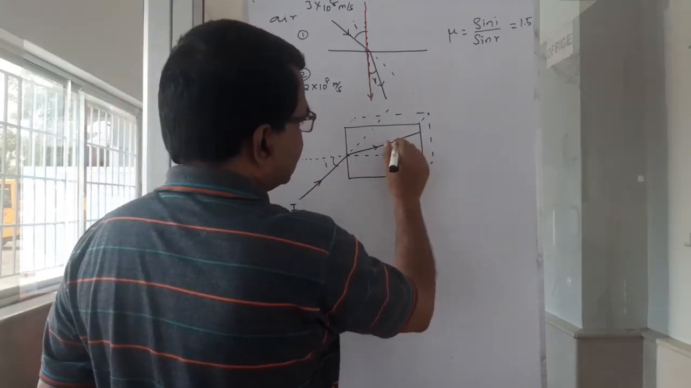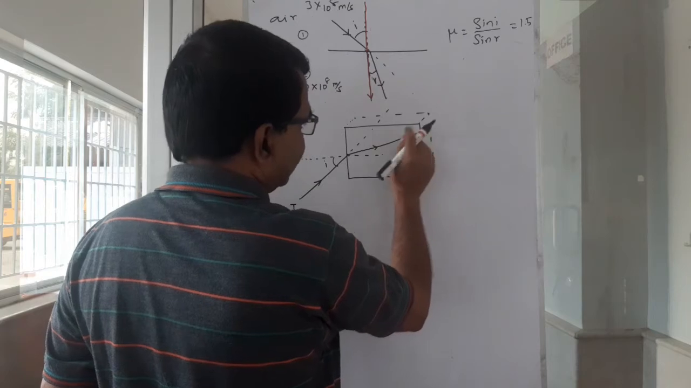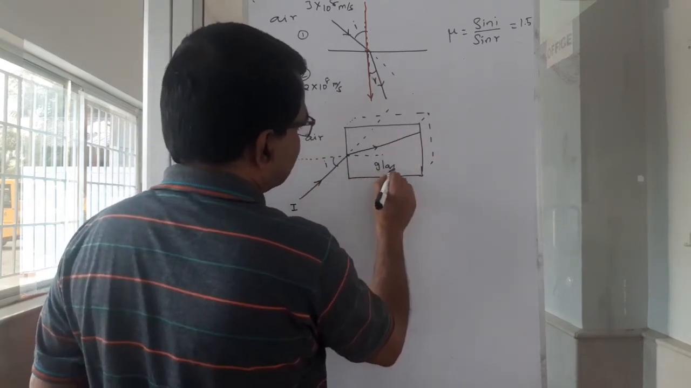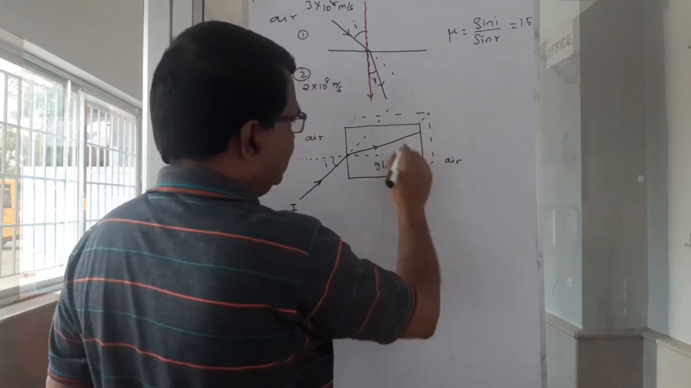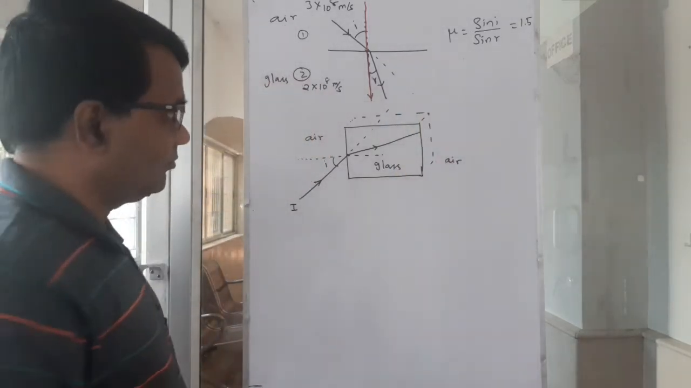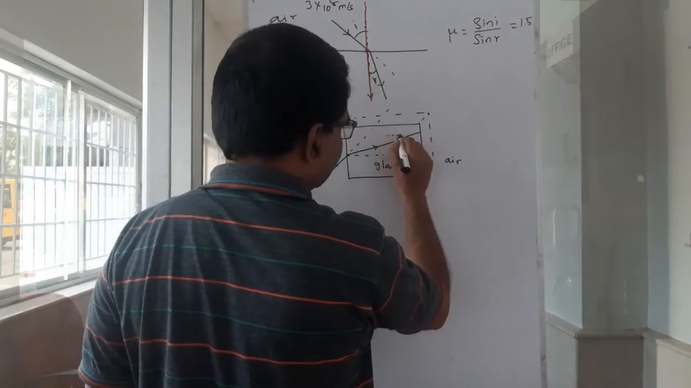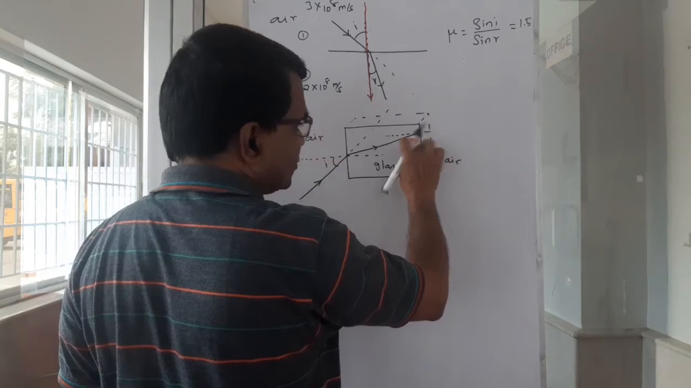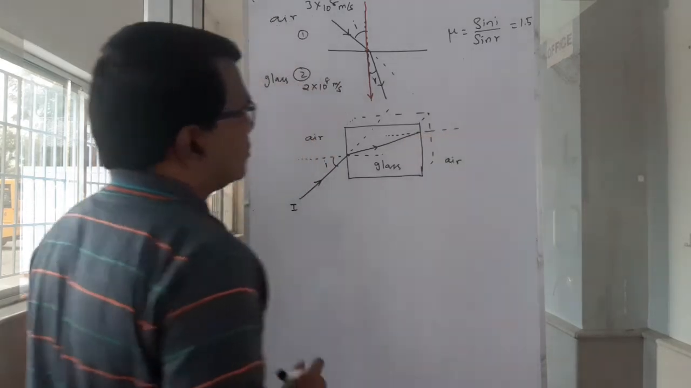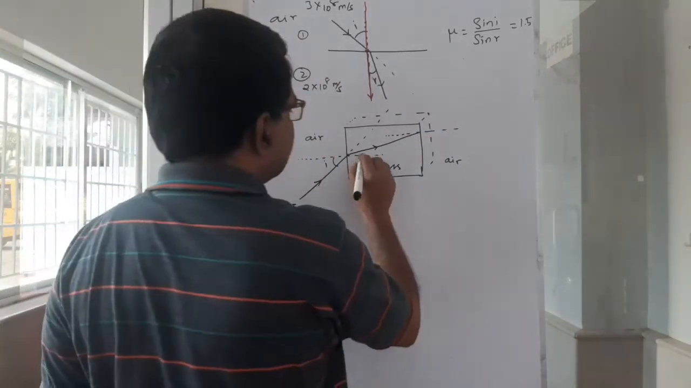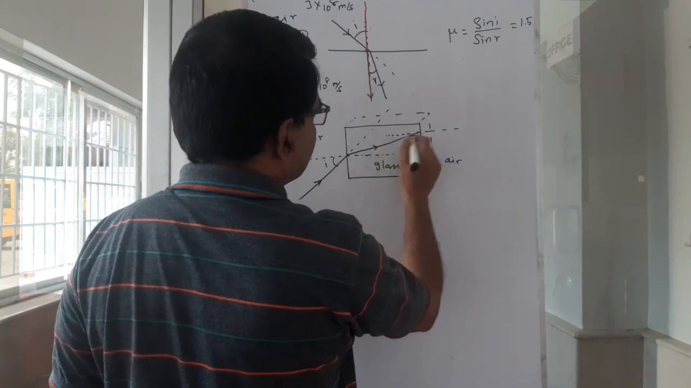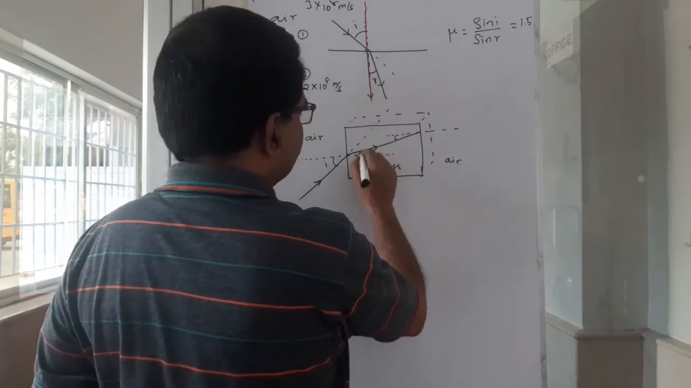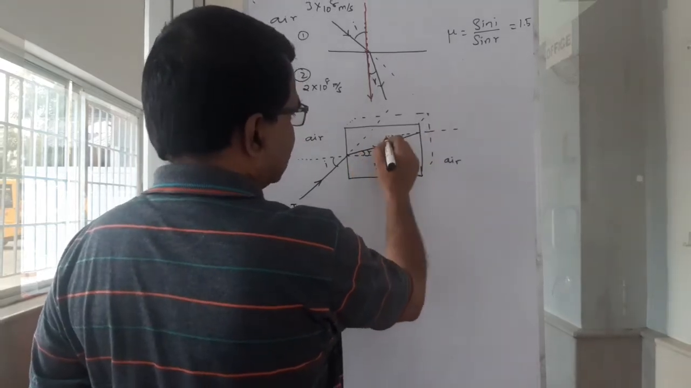Now what is going to happen here? Here again, you see, there is an interface. This is glass, this is air, this is glass, and this is air again. Here you have a normal. So this is an interface, like this was an interface between two mediums. This is also an interface between two mediums. So what will happen now? So I get this angle, right? So this is R, and this must also be R.